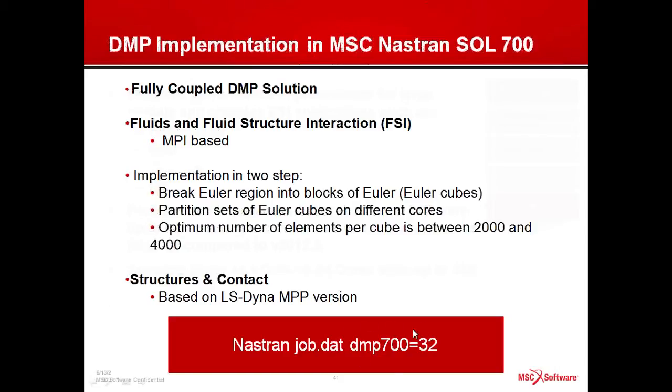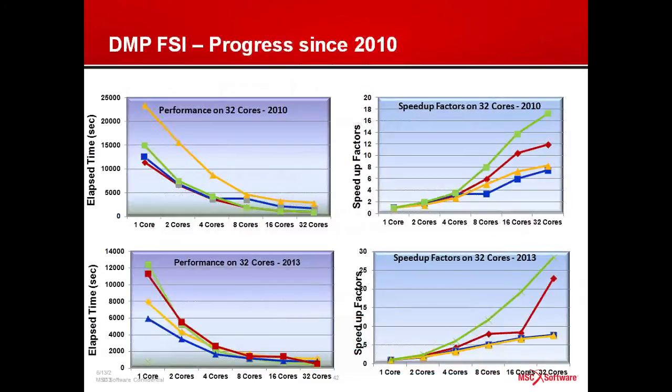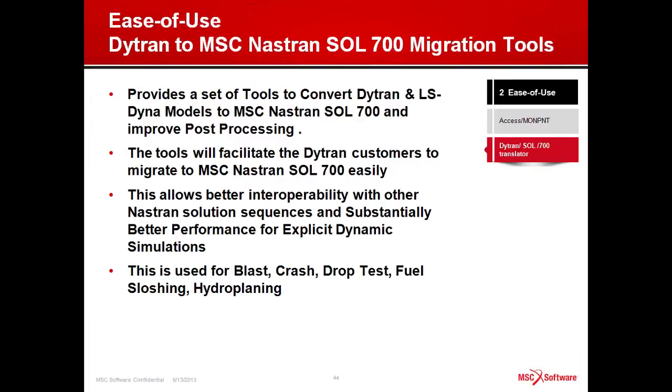And you can basically control the number of processors on a SOL 700 job using DMP 700. And this is kind of a nice way of looking at things. When we were in version 2010 and we had 32 cores, we could get maximum speed up of about 16 or 17. And nowadays on a 32-core system, we can get speed ups of somewhere between 26 and 28 in terms of maximum type numbers. Again, everything is quite problem dependent as to how much the performance gains are going to be.